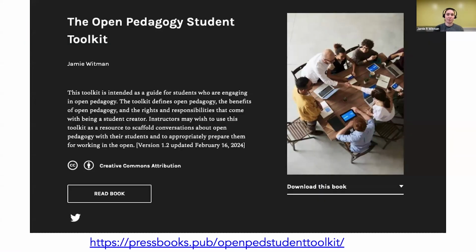Next is the Open Pedagogy Student Toolkit, which is a resource that faculty who are engaging in open pedagogy could use with their students that helps them to understand the why, the what, and the how of open pedagogy.